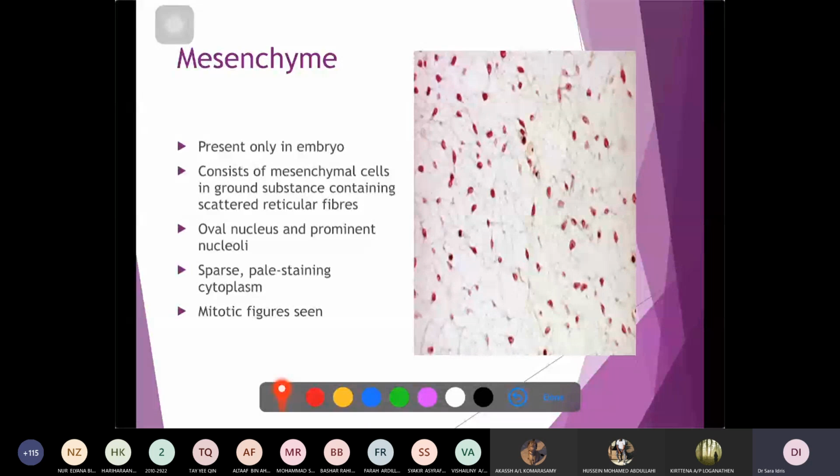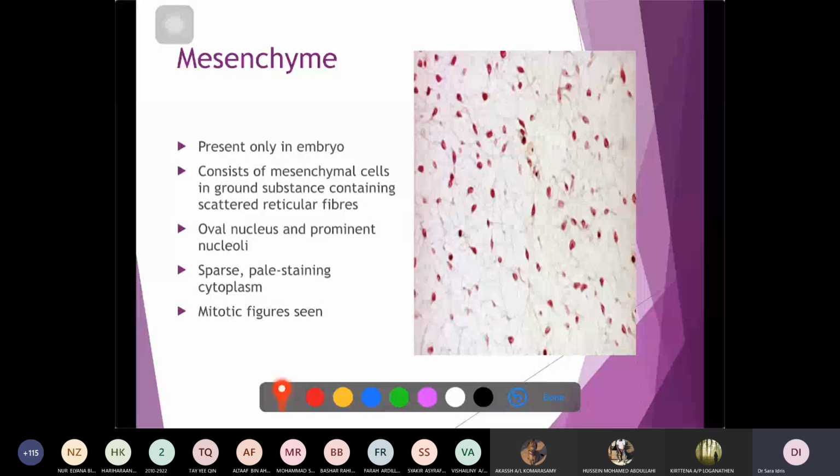This is sort of like a stem cell, and it's embedded in ground substance that has reticular fibers. The cells have an oval nucleus with prominent nucleoli, and they're very sparse. The cytoplasm is pale staining and very sparse, so you don't have a lot of cytoplasm, and it's very light in color, so it's very difficult to see. And because it occurs in your embryo, you can see a lot of mitotic figures. They're still undergoing mitosis. It's an immature kind of connective tissue, because it's still dividing and hasn't yet decided what it wants to be.